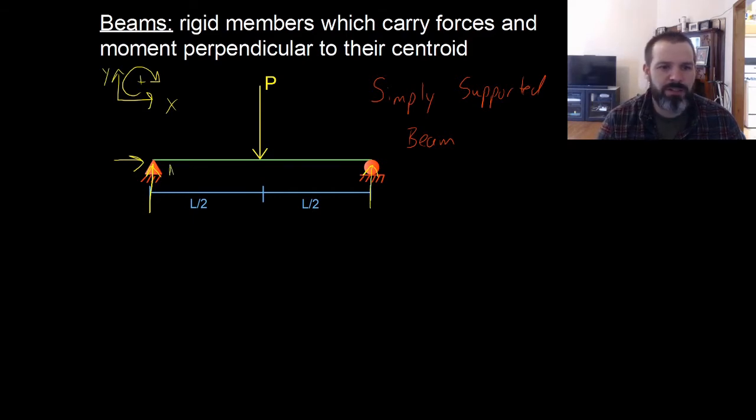I'm going to label the left support as support A, the right support as support B, so we have reactions RAY, RAX, and RBY.